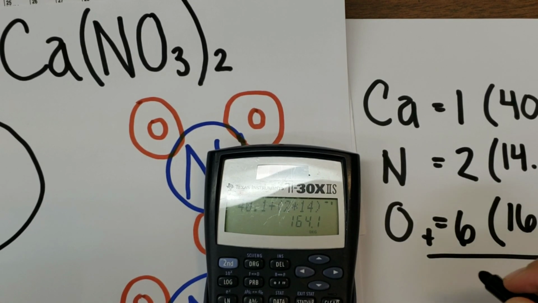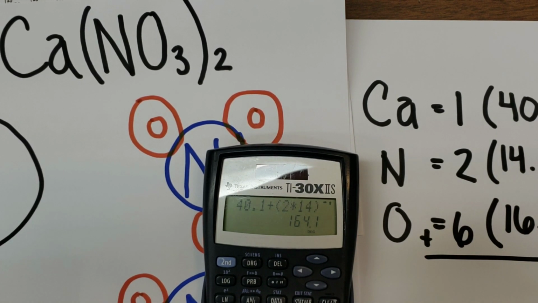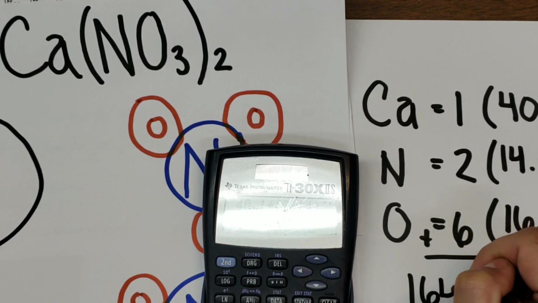You can see that the gram formula mass of calcium nitrate is 164.1. We may report our answer in either atomic mass units or grams per mole.